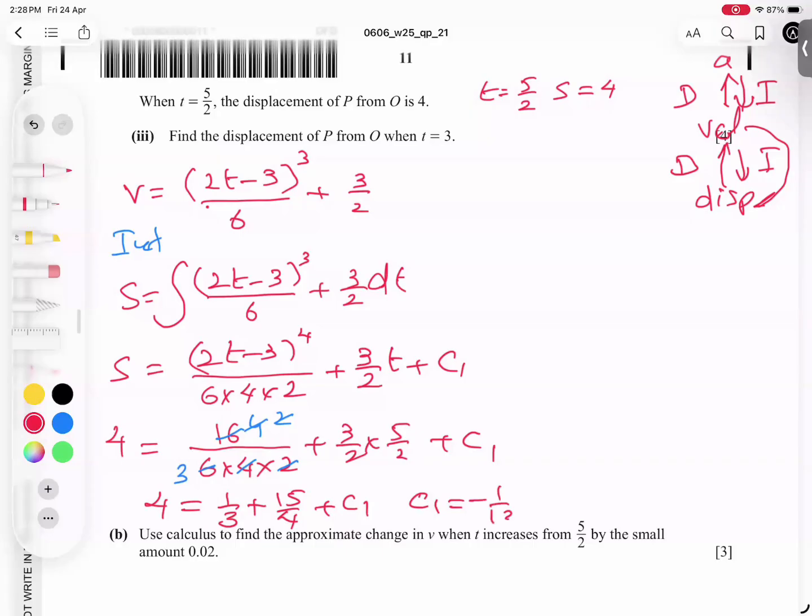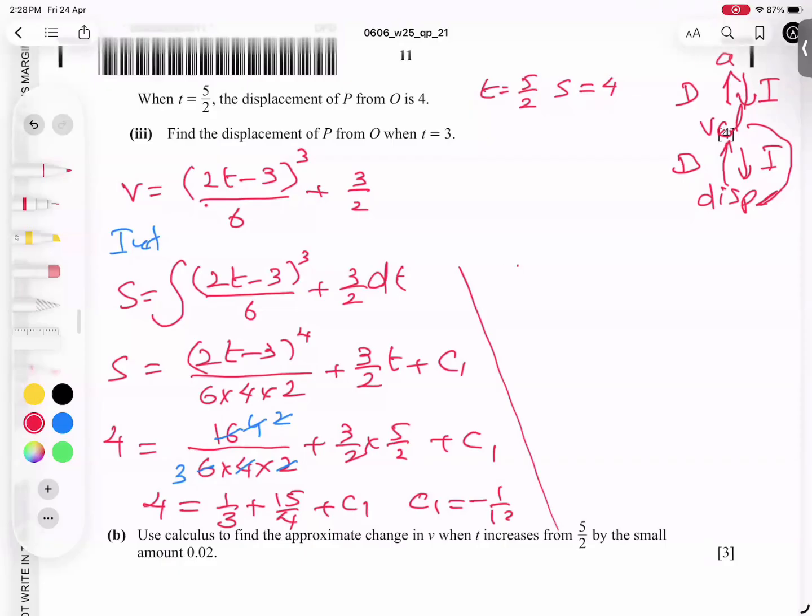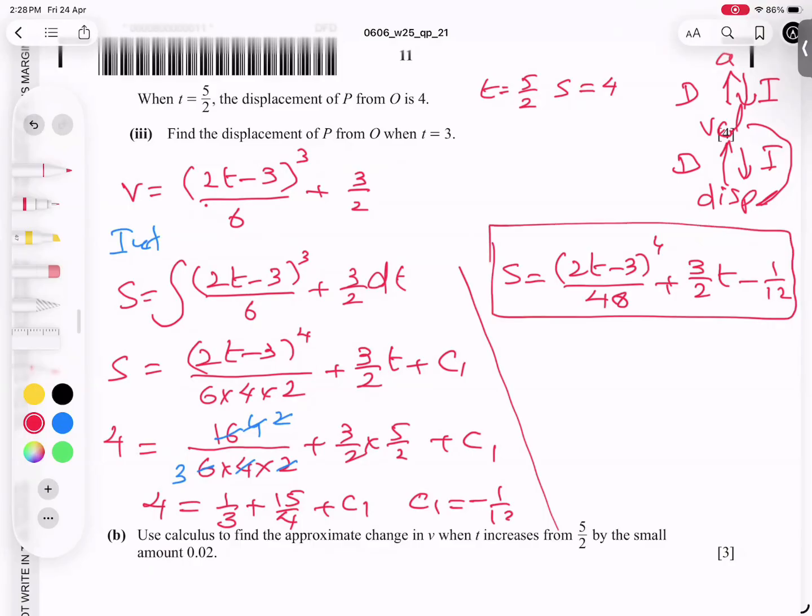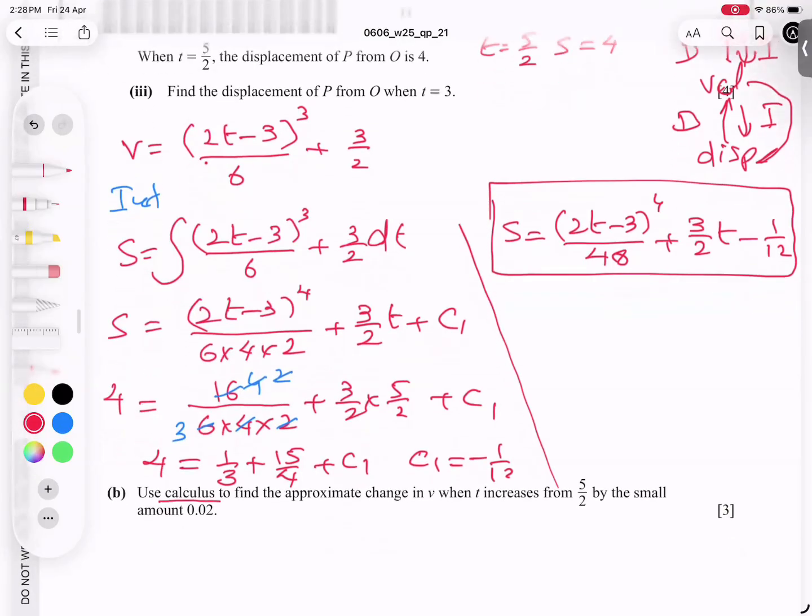I have to plug it back into the equation. So students, back in the equation, displacement turns out to be (2t minus 3) to the power 4 over 48, plus 3 by 2 t, and negative 1 over 12. So I got the complete displacement expression. And what is he asking after that? Oh, sorry, we have to find one extra part. He said when time is 3, find displacement. So we have to put time 3 also.